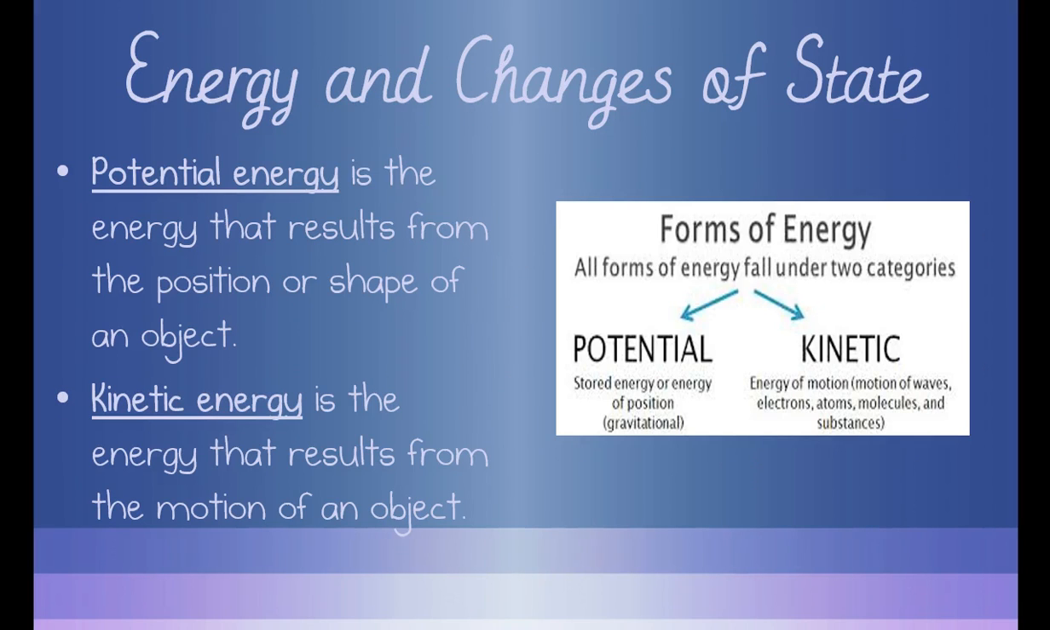All right, so how does this relate to energy? So we just said that moving from all those states of matter, from solids to liquids, from liquids to gases, so on and so forth, we are adding or taking away energy. So when I talk about energy, there's two types. All forms of energy fall under the two categories, either potential or kinetic. So potential energy is the energy that results from the position or shape of an object, and we're going to talk about that in a minute. Kinetic energy is energy that results from the motion of an object. So when I talk about potential energy, I call that stored energy, and kinetic energy is the energy of motion.